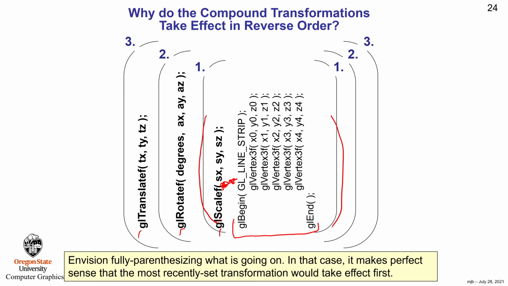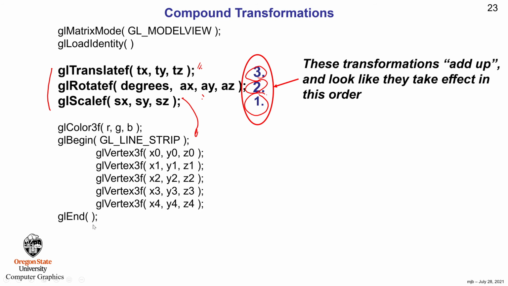And so really, it's like we've scaled these XYZs. Now we're going to rotate those XYZs. Now we're going to translate those XYZs. So as we go this way in the code, we're getting outward in the parentheses. Just keep this in mind. That's how you can remember that the transformations closest to the geometry look like they take effect first.